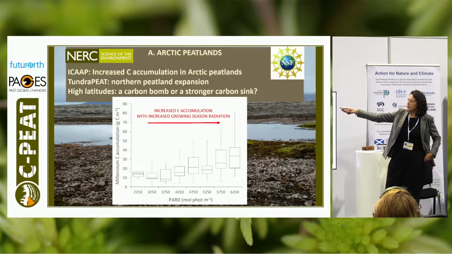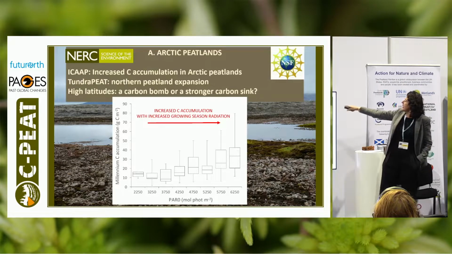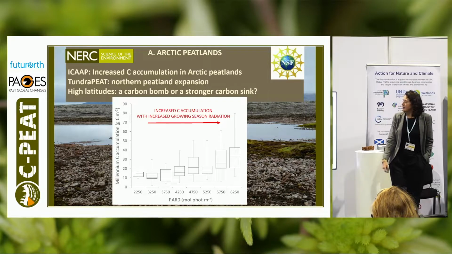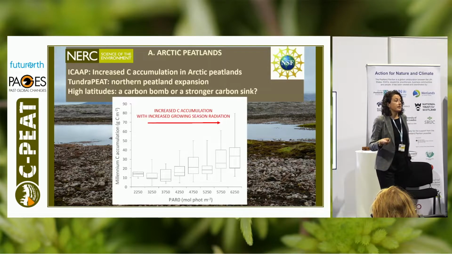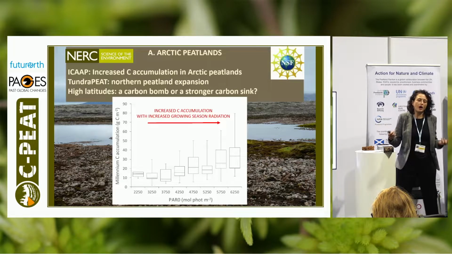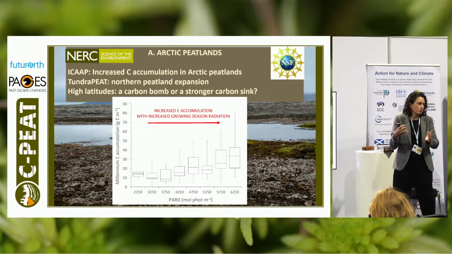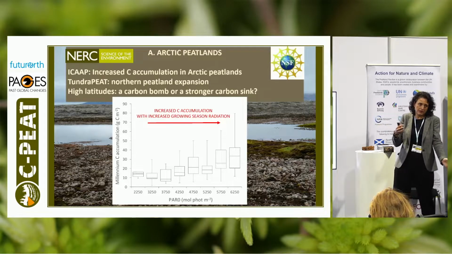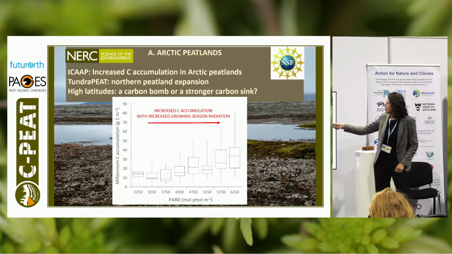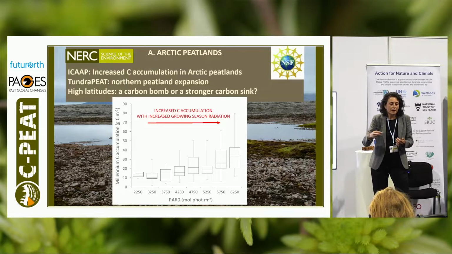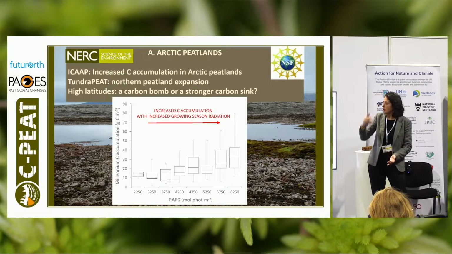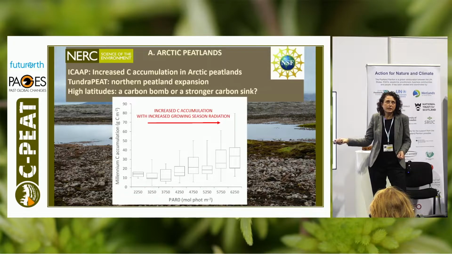One is increased carbon accumulation in Arctic peatlands, funded by NERC, and the other one is Tundra Peat, Northern Peatland Expansion, funded by NSF. And both look at whether this is what's going to happen to Arctic peatlands. Do we expect an ecosystem shift polewards? I want to say northwards because most of the peatlands are north, but the peatlands south will go polewards. And that combined with an increase in vertical accumulation, will it mean that we will see actually more carbon accumulation in the higher latitudes?